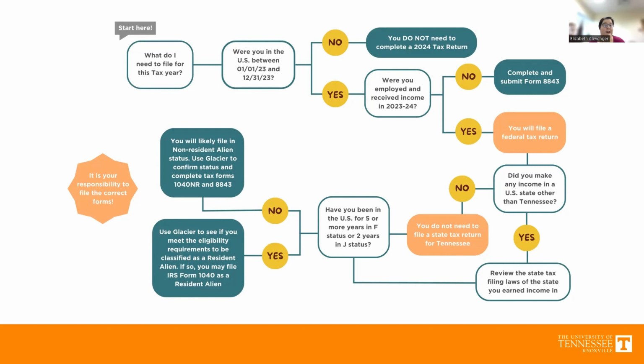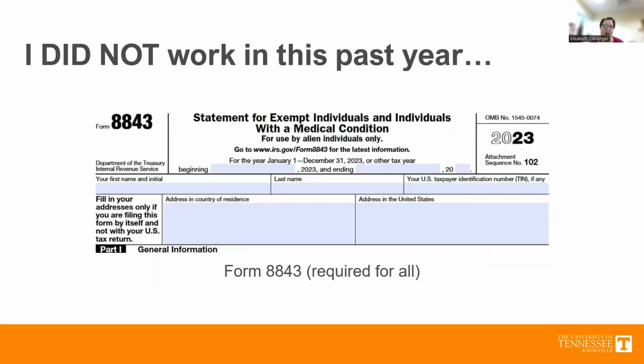If you weren't employed and you didn't receive income, you are just going to complete the form 8843 and move on. But if you did have income in 2023, you can follow the flow chart here. Like I said, hit pause and take yourself through the rest of the chart. But we'll move on so as not to get bogged down in that. But like I said, hit pause if you want to take yourself through the flow chart.